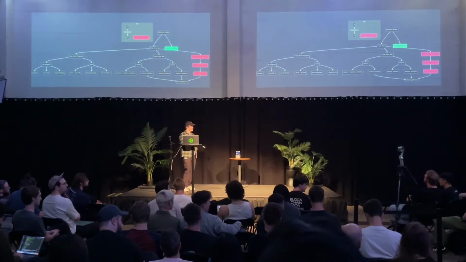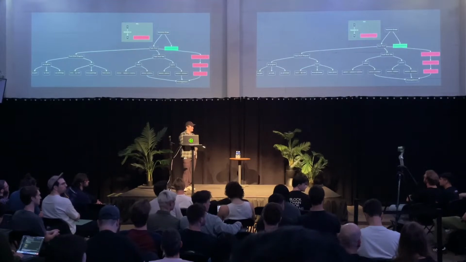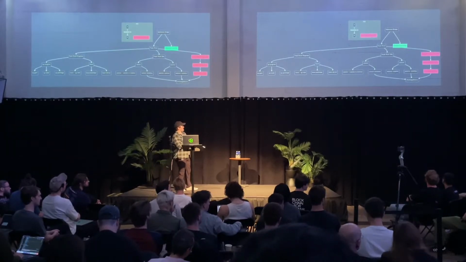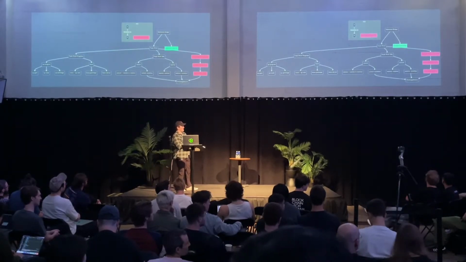Nice. So there are a bunch of red boxes here. How do we get rid of the red boxes?